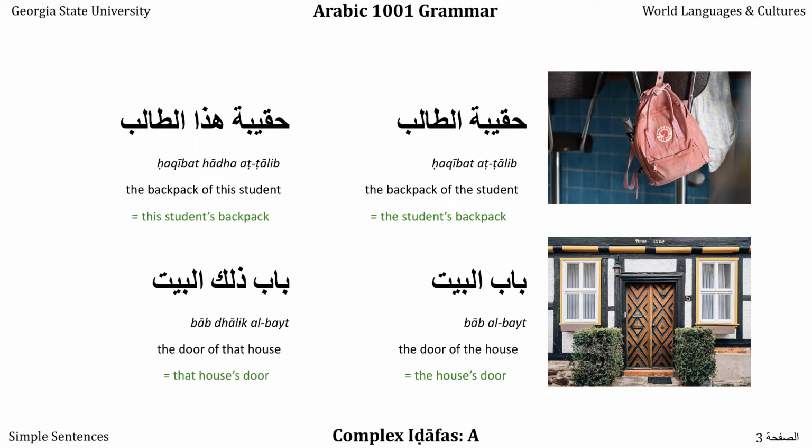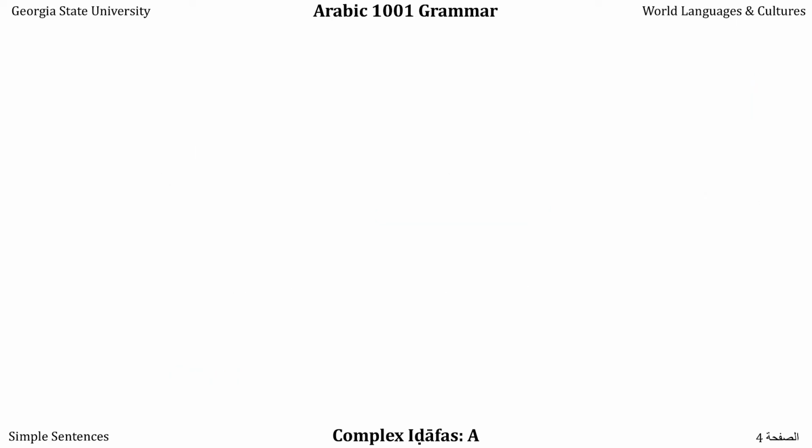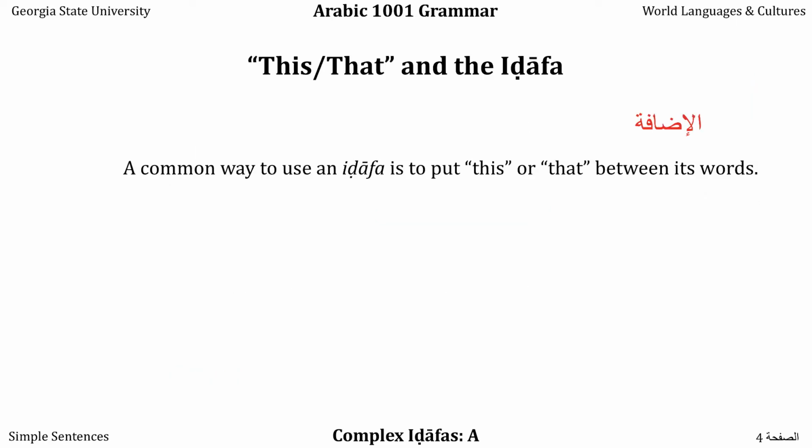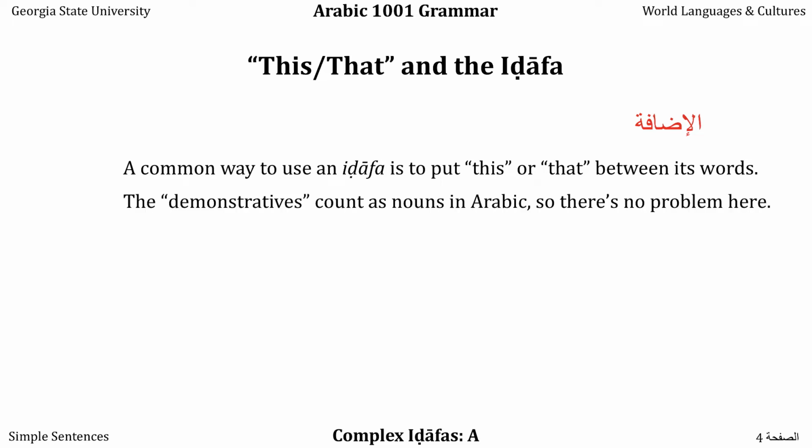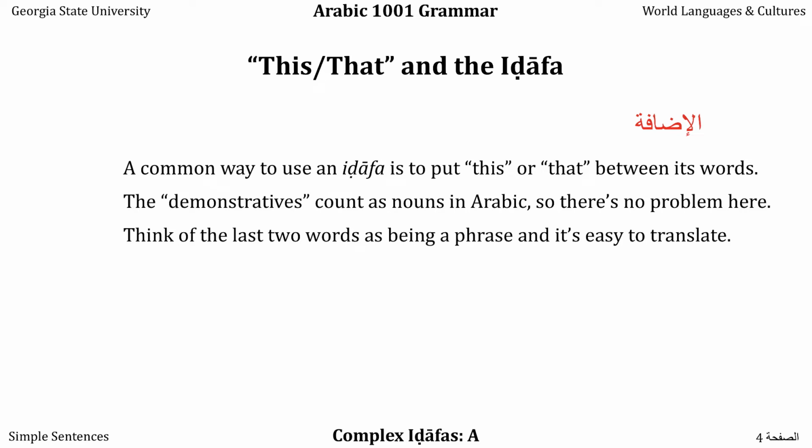It is very easy to use the demonstratives, this, that, these, and those, in between the words of the idafa because Arabic considers them to be nouns in the first place. A common way to use an idafa is to put this or that, or these or those, between its words. In Arabic grammar, these demonstratives count as nouns, so there's no problem here. Think of the last two words as being a phrase, and it's easy to translate. And keep in mind that demonstratives, this, that, these, and those, are always already definite in Arabic.